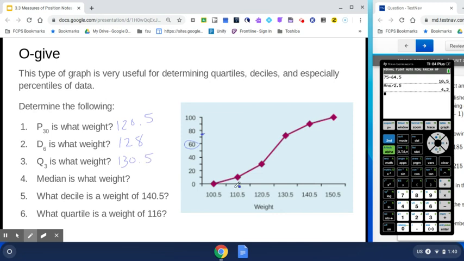The next question is asking us for the median. The median in terms of a percentile would be the 50th percentile. So again, if I go straight across and straight down from that mark, it looks like it's right in the middle between those two, 120.5 and 130.5. So I'm going to estimate that that is at 125.5.